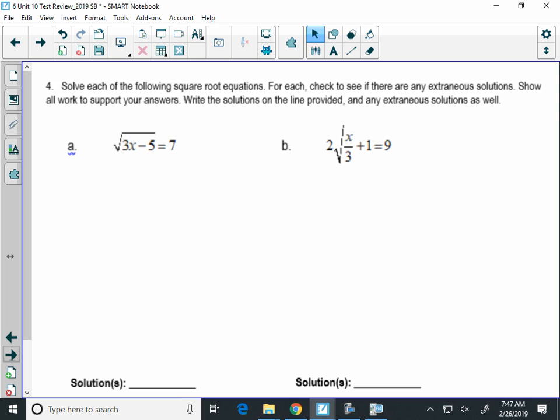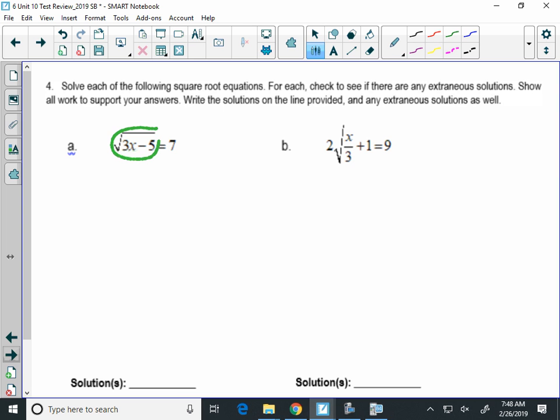All right, let's talk about solving square root equations here. Okay, so number 4 will be the last problem on this video, then we'll have a different video for the no calculator section. All right, so we have to solve each of the following square root equations. Make sure we're checking our answer every time so we can see if an answer is extraneous or not.